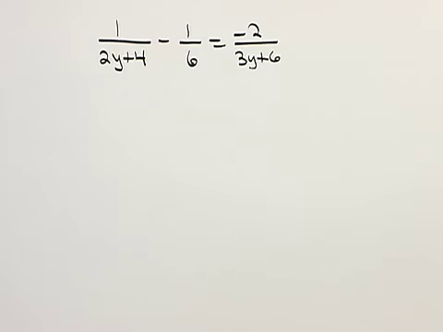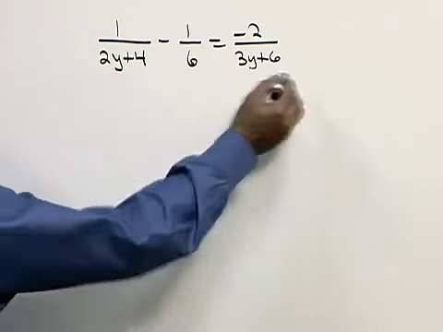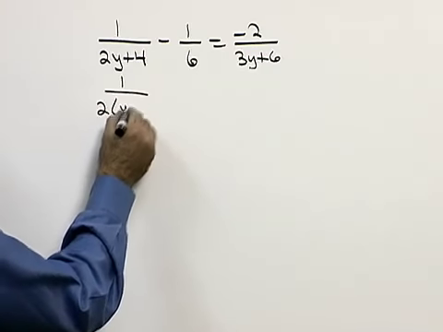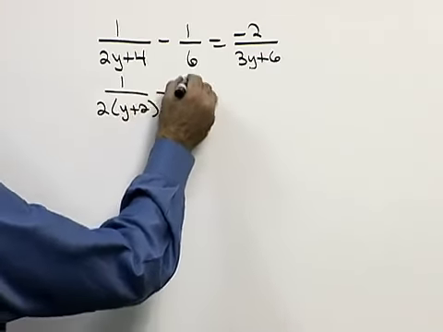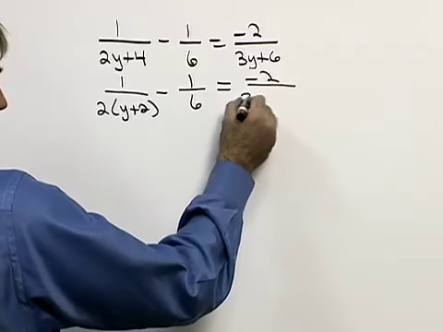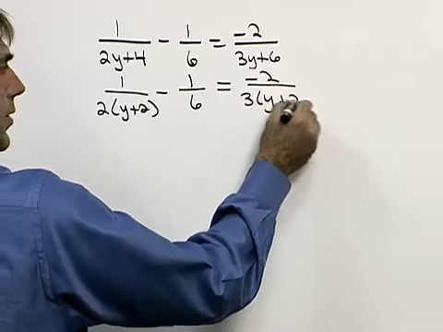Let's solve this for y. We have 1 over 2y plus 4 minus 1/6 equals negative 2 over 3y plus 6. And let's remember to check our answer. So let's first factor our denominators. We'll have 1 over 2 times (y plus 2) minus 1/6 equals negative 2 over 3 times (y plus 2).